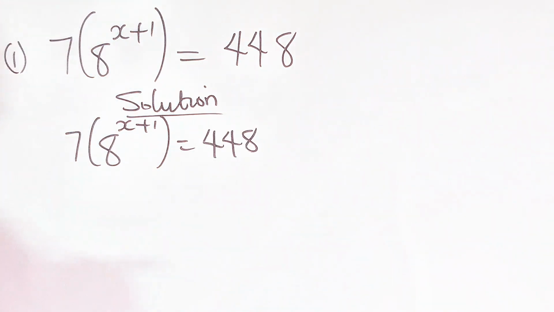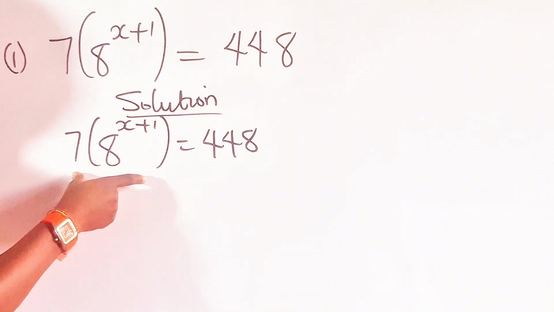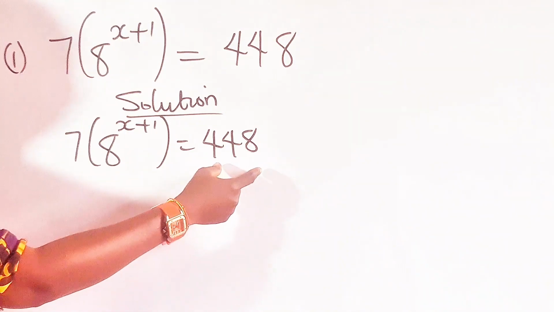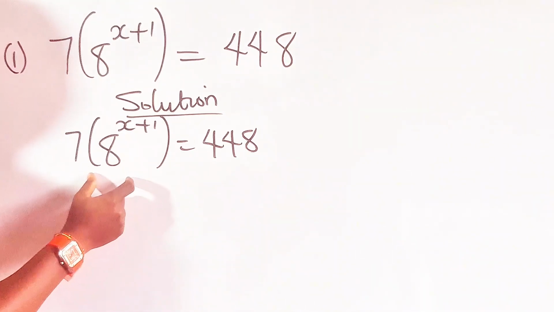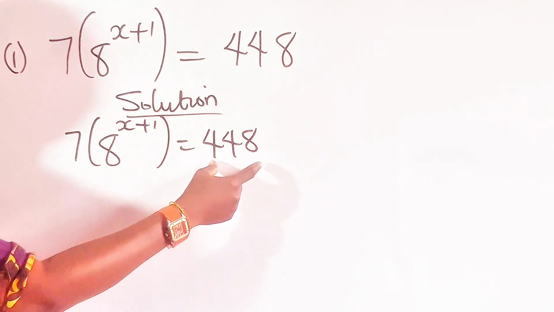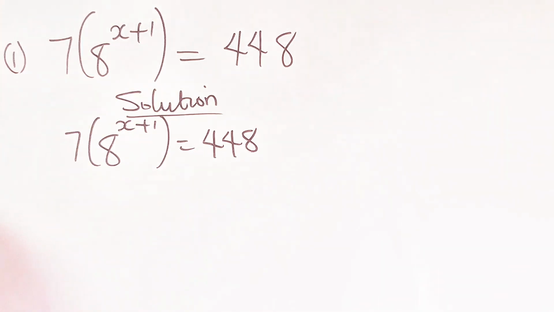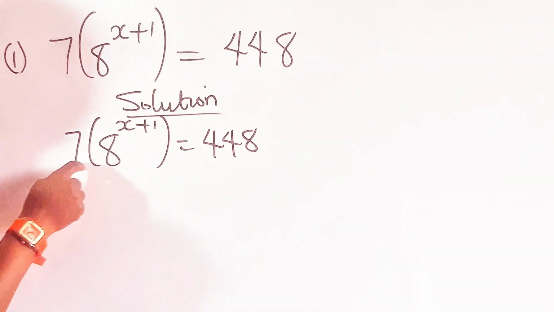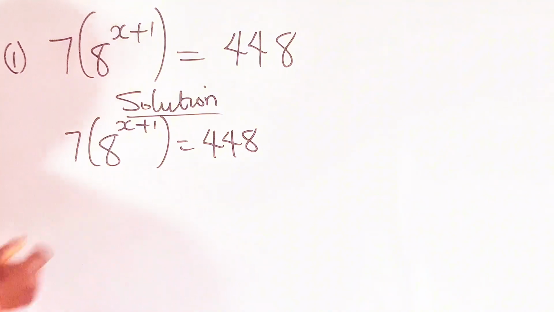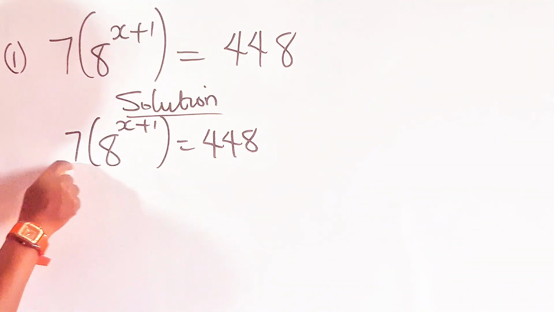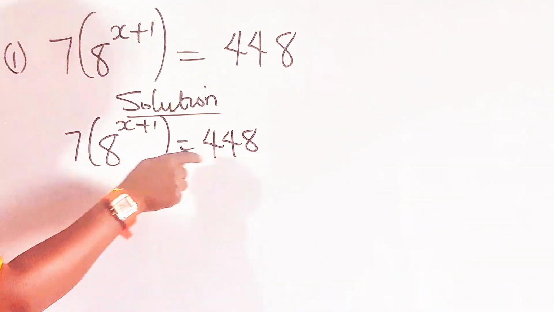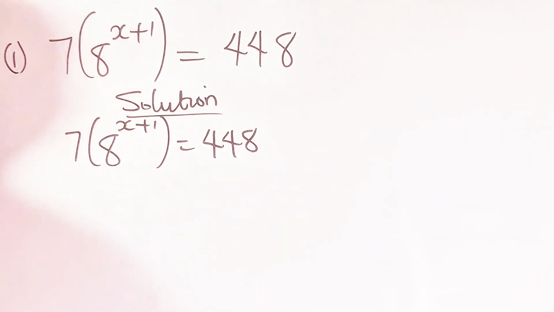Okay, one thing to take note of when solving an equation is that the left hand side is equal to the right hand side. So whatever we do to the left hand side, we must do also to the right hand side. Now, this 7 here is multiplying these terms in the bracket. So I'm going to eliminate this 7 by dividing both sides of this equation by 7.